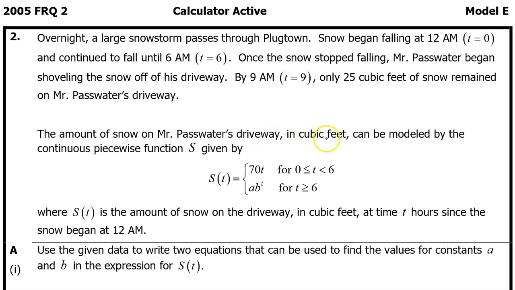The amount of snow on Mr. Passwater's driveway in cubic feet can be modeled by the continuous piecewise function s given by this piecewise expression, where s of t is the amount of snow on the driveway in cubic feet at time t hours since snow began at 12 a.m.